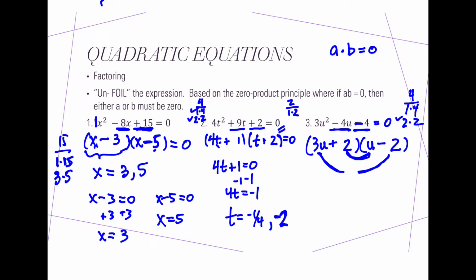You'll notice there's a little trick too. You see that when I had over here 4t plus 1, the answer ended up being the opposite of this variable over the coefficient. So negative 1 over 4, negative 1/4. Negative 2 over 1t, so negative 2. So that's just kind of a shortcut. We can say u is equal to negative 2 over 3, negative 2/3, and then positive 2 over 1, so positive 2.